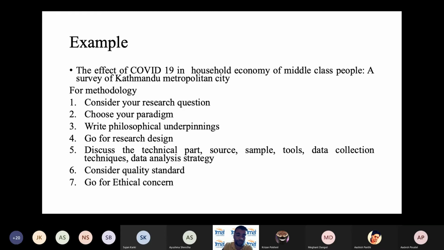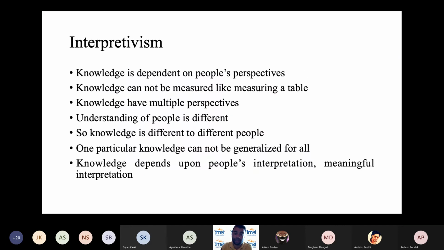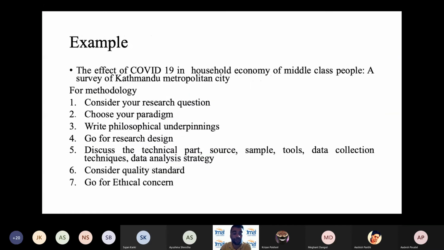As I mentioned, the research design focuses on the inner four layers, in different colors. As you can see, the inner four layers of different colors are focused on by the research design, and here mainly you have to be aware of the method. Choice of the method: whether it is mono method quantitative, or mono method qualitative, or whether we are going to use both methods. You need to be clear on that part. The inner four layers will be used to design your research.